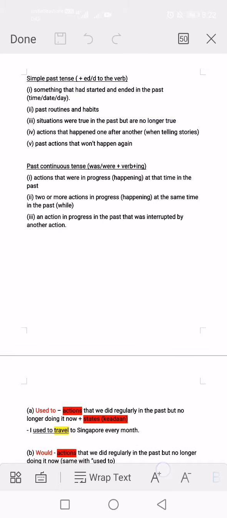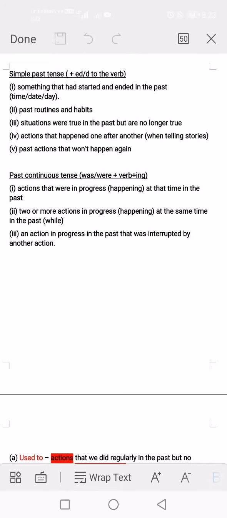Don't copy the below one, copy the simple past tense first. Okay? I give you 5 minutes and you can pause the video. I count until 5. 1, 2, 3, 4, 5.